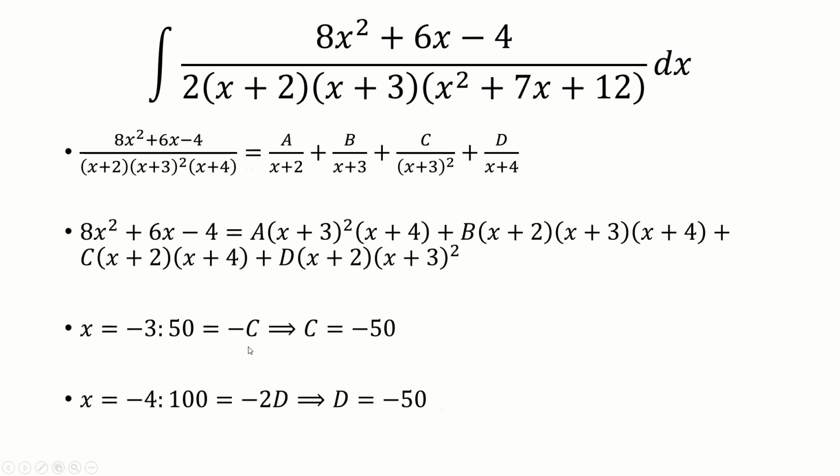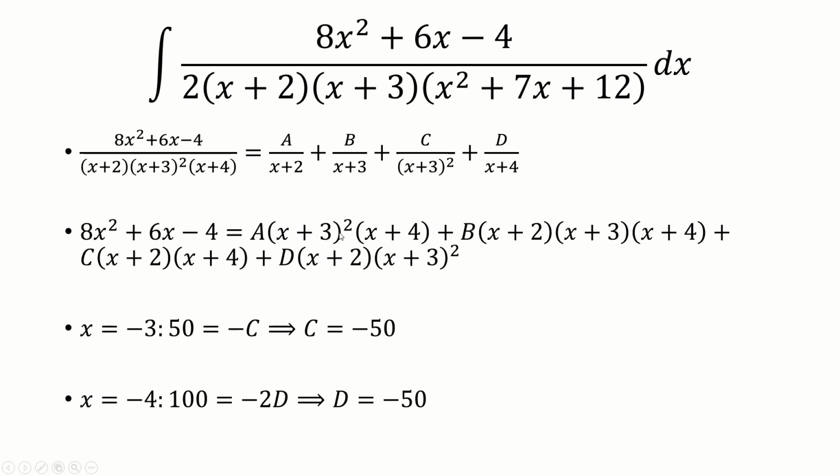So we're going to plug in different values. But before we do that, let's actually get rid of the denominators. So we're going to multiply both sides by (x + 2), (x + 3)², and (x + 4) to get this long, complicated equation. Now we're going to plug in values to figure out what A, B, C, and D are. The good values will be x values that eliminate some of these terms. So let's just go in order.